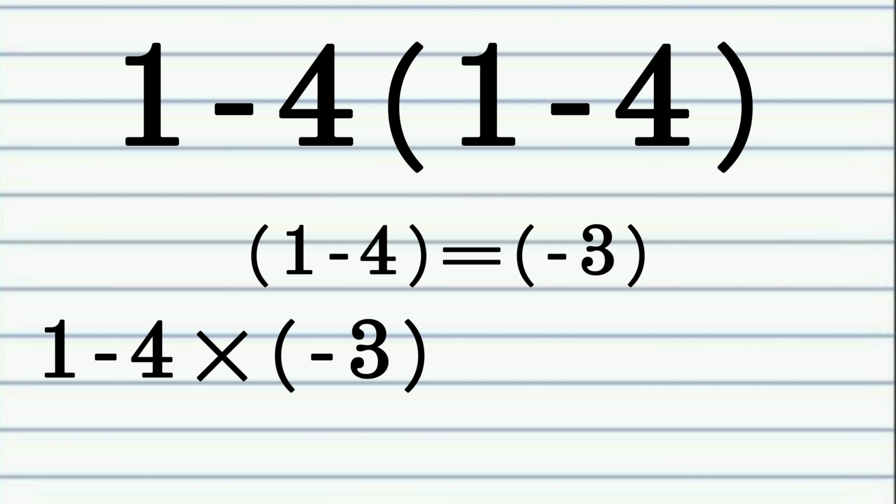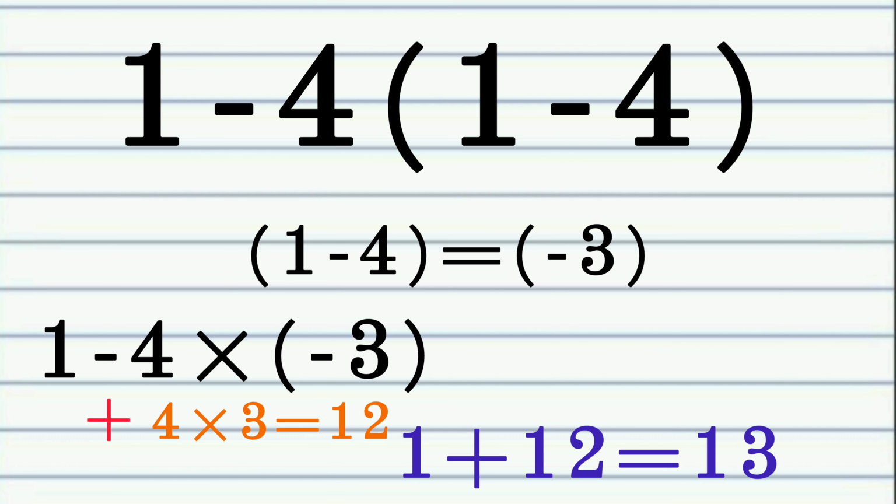Negative times negative gives a positive. Now 4 times 3 is equal to 12. Now solve the final step. 1 plus 12 gives us 13. So the correct answer is 13.